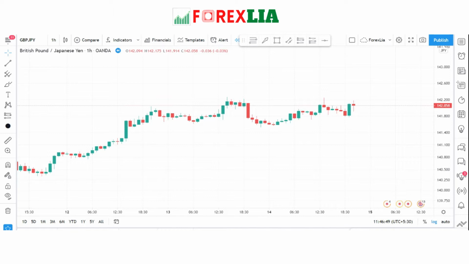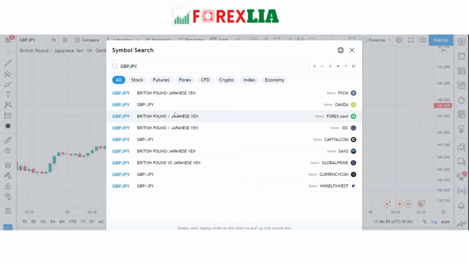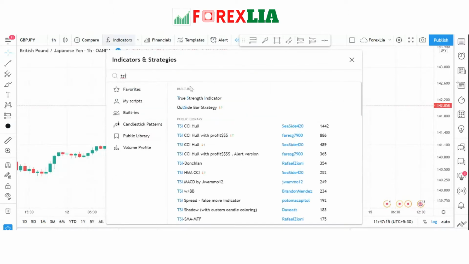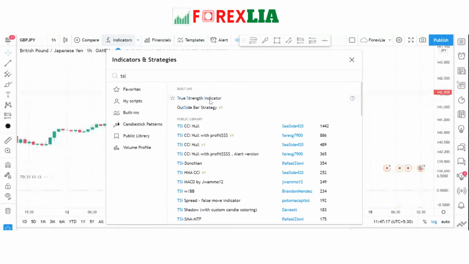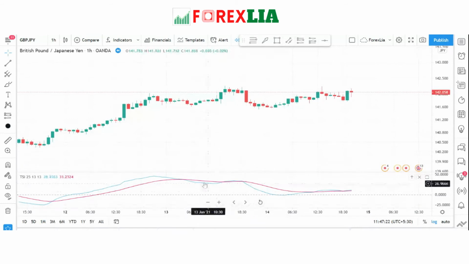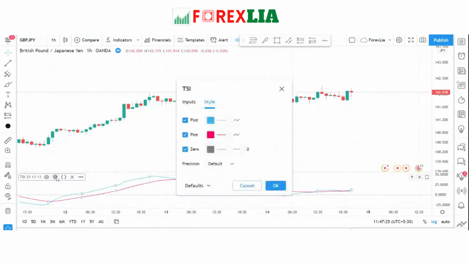So today I am going to share with you the best forex trading strategy. We open GBP JPY in the H1 time frame. For this strategy we need only one indicator, the TSI indicator. Now we change some TSI indicator settings.